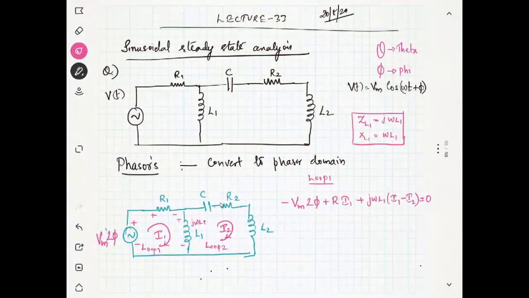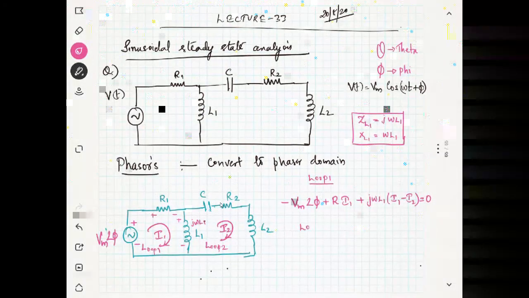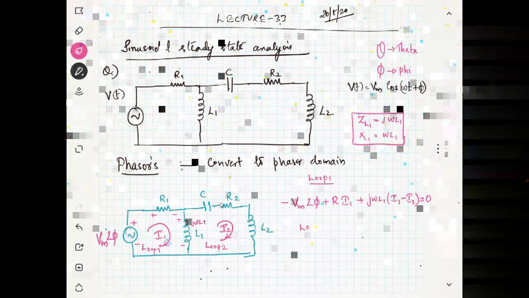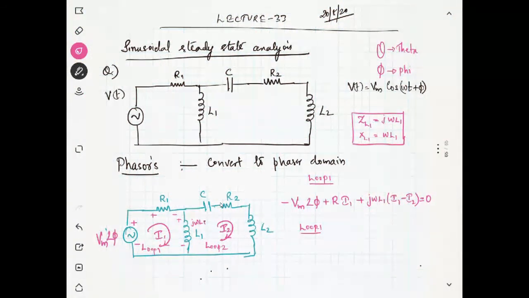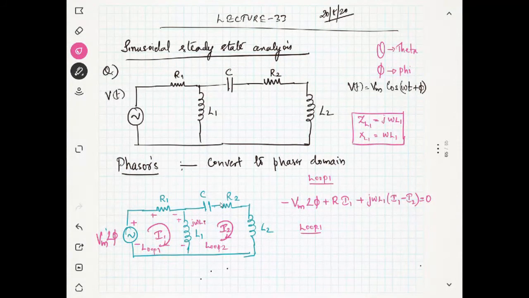So here we use mesh analysis. Just a mesh analysis, very simple. If you are very thorough in DC analysis, if you are very thorough in handling DC voltage with KCL, KVL, you can write the equation in the same way, but everything is in complex numbers or phasors.